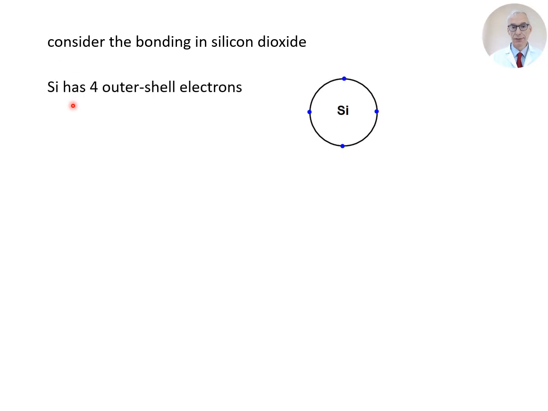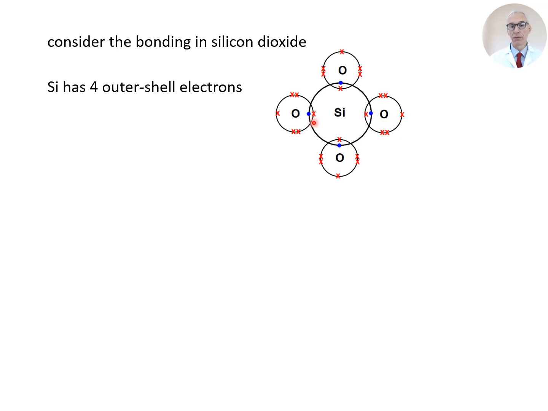Silicon has 4 outer shell electrons. It is in group 4 of the periodic table. That allows it to form a single bond with oxygen 4 times. So silicon achieves 2, 4, 6, 8, a noble gas structure. Oxygen, on the other hand, 2, 6, has not yet achieved that and is looking to form another covalent bond.